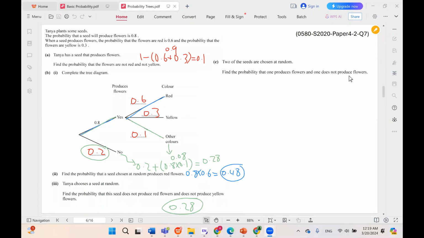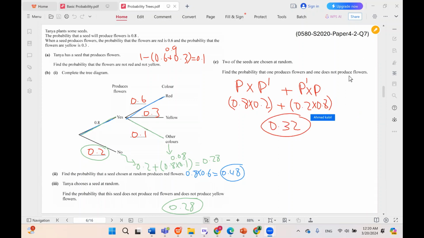In C, we are told two of the seeds are chosen at random. Find the probability that one produces flowers and one does not produce flowers. So we have two scenarios. Either the first one produces and the second one does not produce, or the first one does not produce and the second one produces. So 0.8 times 0.2 plus 0.2 times 0.8. And this gives us a total of 0.32 as a final answer.